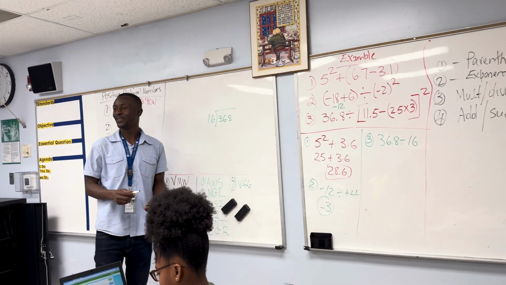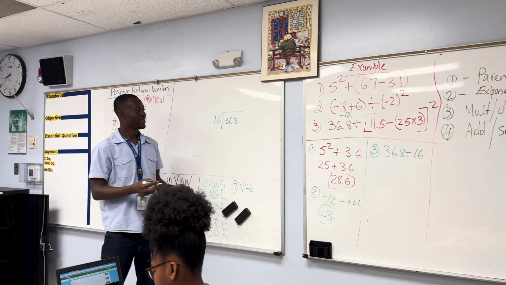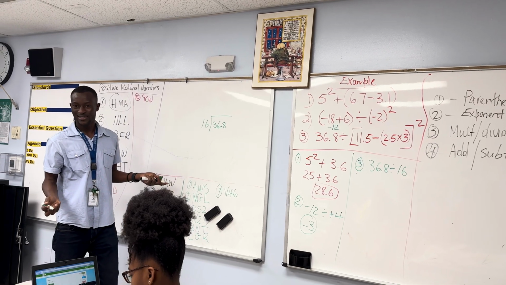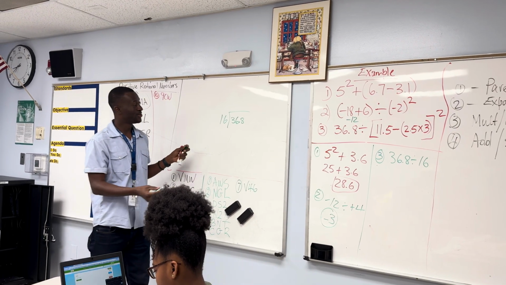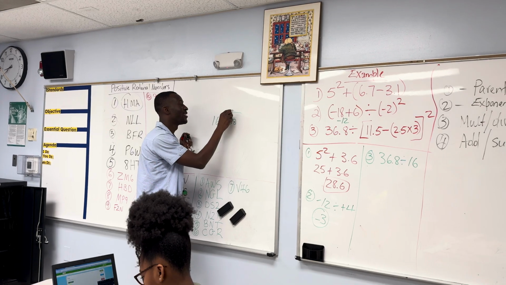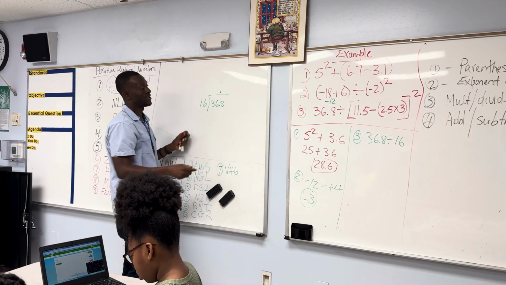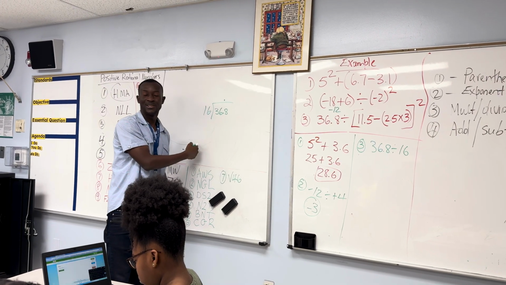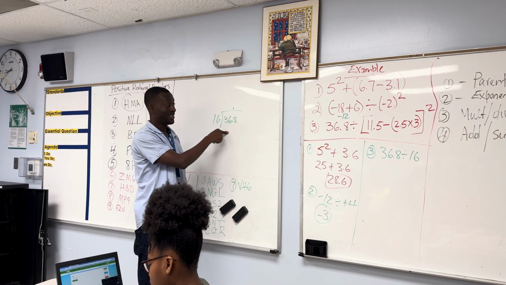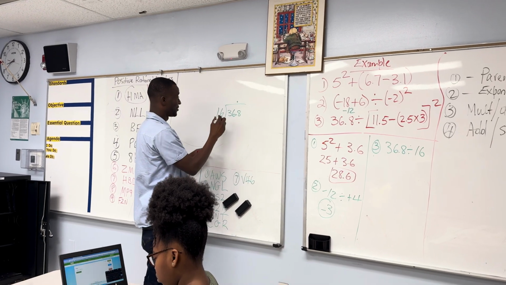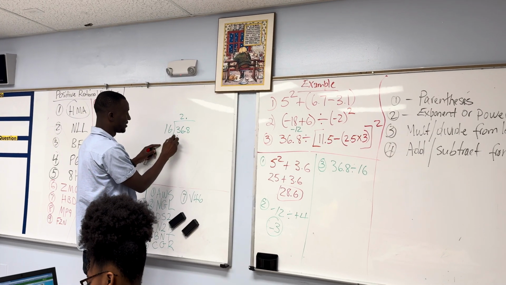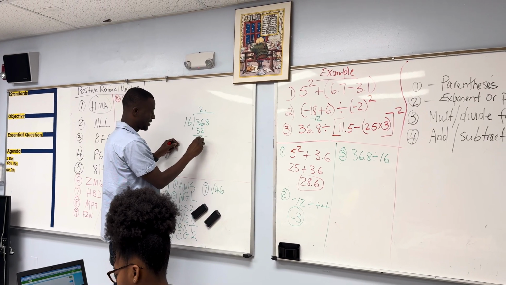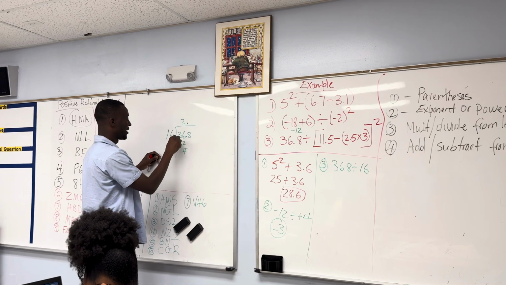Now we have a decimal divided by a whole number. Do we have to do anything on the outside? No. The outside is a whole number, so we're going to move the decimal to the top. Can 16 go into 3? No. Can 16 go into 36? Yes. How many times? 2 times. 2 times 16 is 32. So 36 take away 32 is 4.